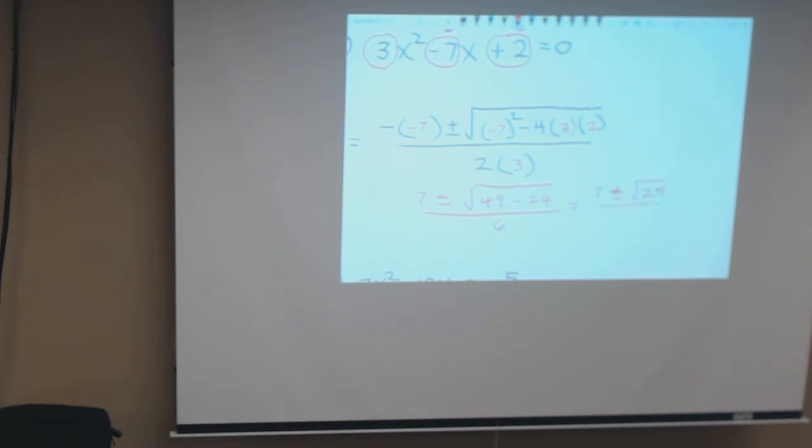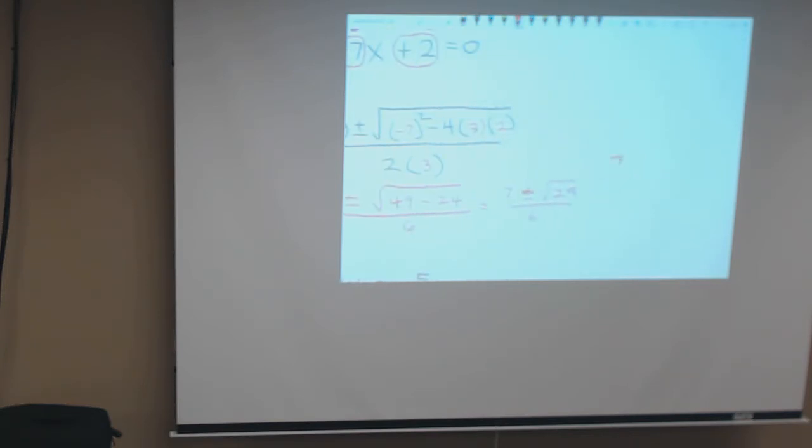over 6. So that's 7 plus 5 over 6, or 7 minus 5 over 6. And that would give me 12 over 6, which would be 2. And this would give me 2 over 6, which would be 1/3. And those would be the two solutions.